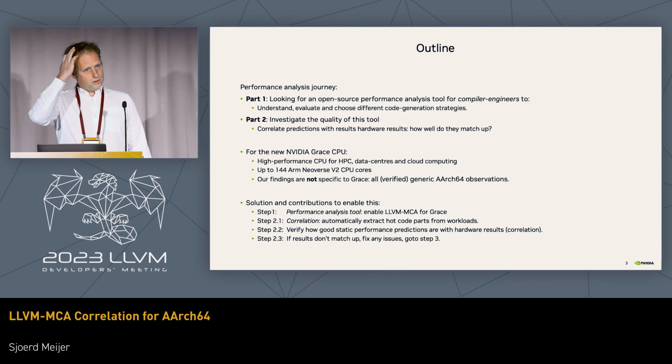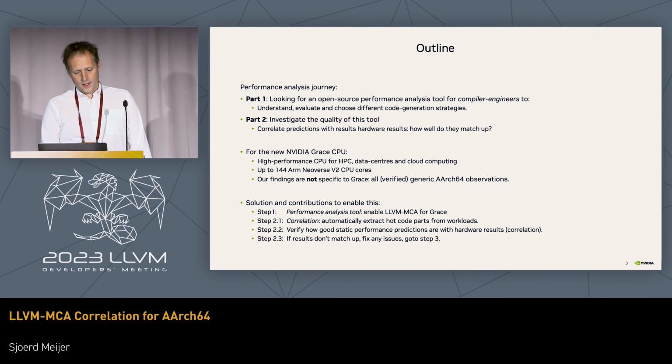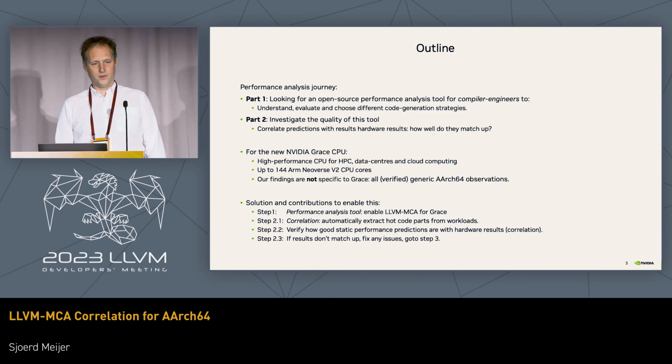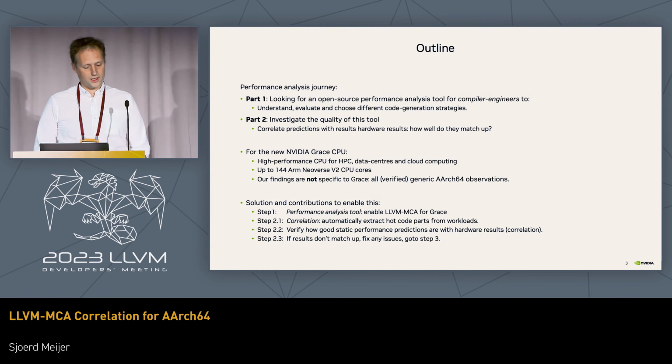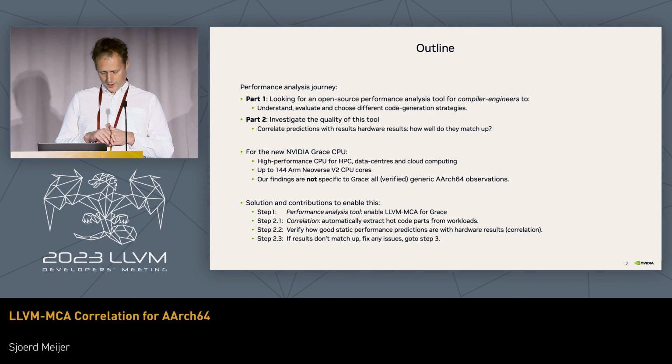That's a high performance CPU meant for data centers and HPC. And it's based on ARM IP. It has up to 144 cores, Neoverse V2 cores. And I just want to highlight that our findings are not actually specific to Grace. They are generic AArch64 observations.